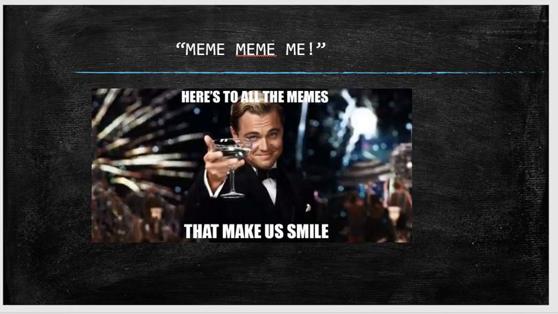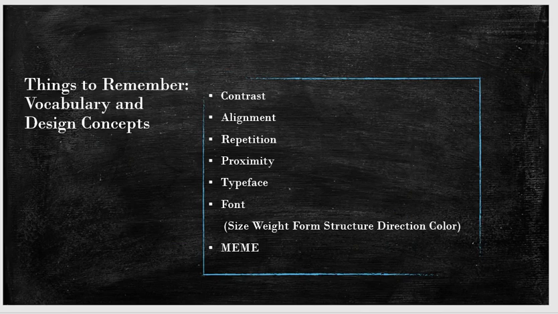I like silly things. Things that you need to remember from this week: vocabulary and design concepts. We have contrast, we have alignment, repetition, proximity, typeface, and font. And with font, we need to talk about size, weight, form, structure, direction, color, etc. These are all in your reading for this week. I didn't feel the need to put them in here because this video is kind of dragging anyway, but this is in your reading, so you should know these by the end of the week. Size, weight, form, structure, direction, color. These all have to do with font.